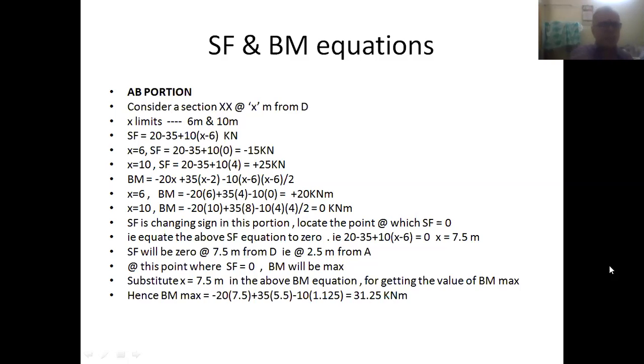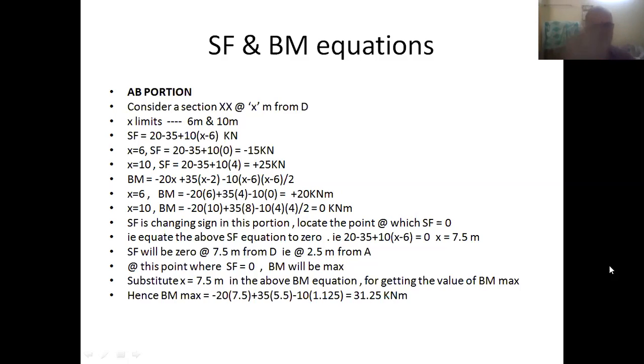And now coming to this UDL. This UDL is 10 kilonewton per meter, so it has to be taken for a distance of x minus 6 meter only. Total distance is x, and we have to remove 6 meters from that total distance. Then only you will be getting the distance for UDL. So therefore, it is written as x minus 6. So friends, the SF equation is ultimately written as 20 minus 35 plus 10 into x minus 6, expressed in terms of kilonewtons.